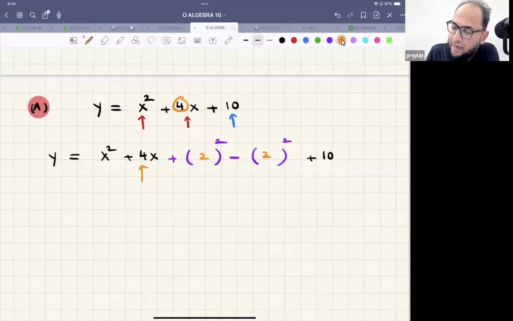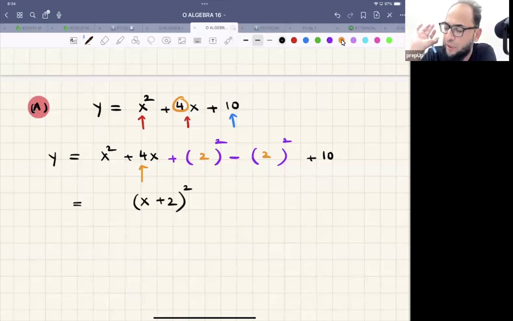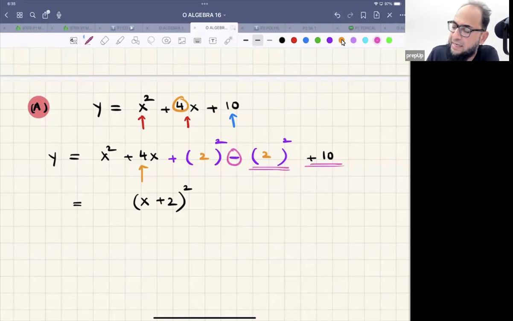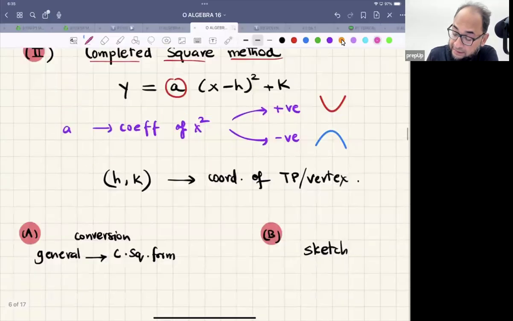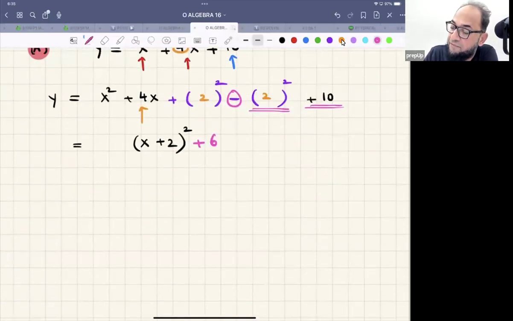So now I'll write x plus 2 whole square. This is known as the completed square form. And now what are we left with? We are left with this minus, and then 2 square and then 10. So 10 minus 4 is 6. So that's a plus 6 over here. And is it of this form? The answer is yes. So we have y is equals to a x minus h whole square plus k.